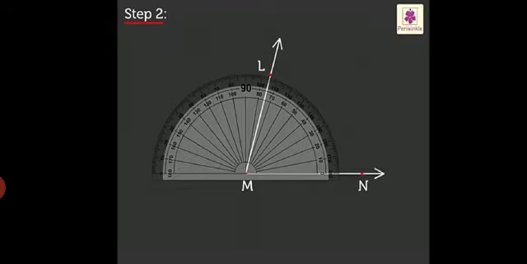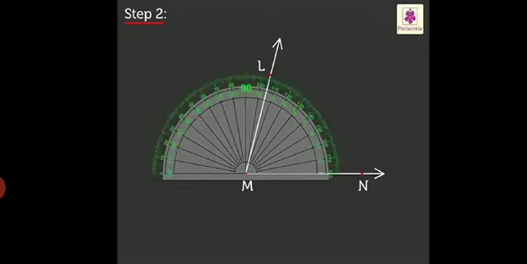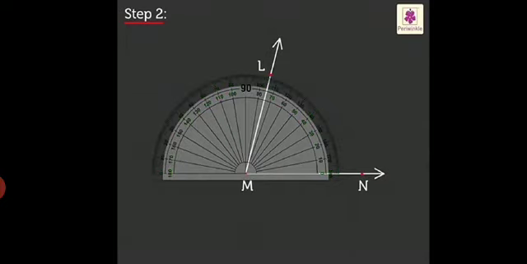Note that the protractor has two sets of readings. We read from whichever side the ray of the angle is pointing towards. Here, we read the scale from the 0 on the right as ray MN points to the right.